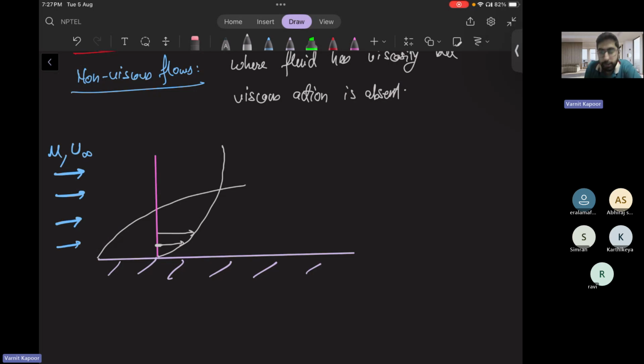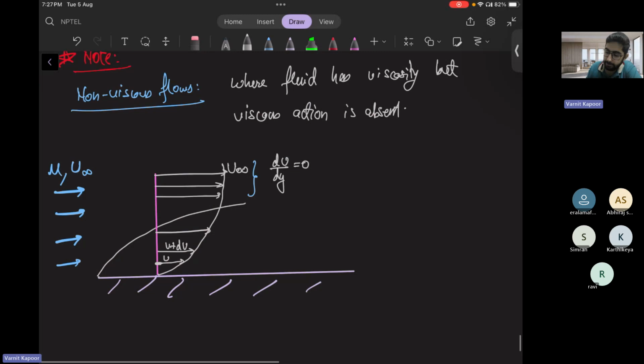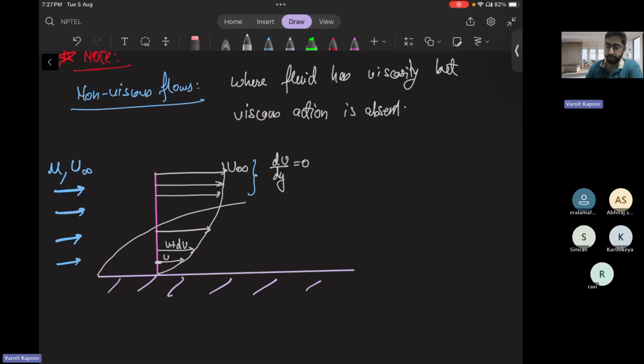Here it is u, then some other velocity, u plus du. Whereas above the boundary layer, all your velocities will be u infinity only. Here it will be u, here it will be u plus du, and so on. If you observe this scenario, above this boundary layer there is no change in the gradient. All of the layers have the same velocity.